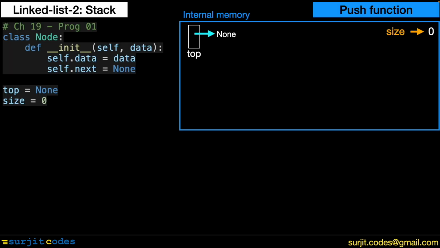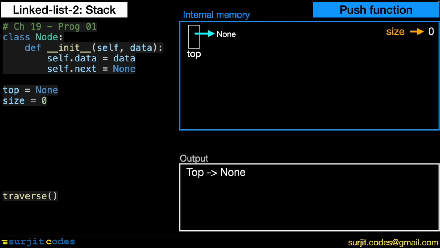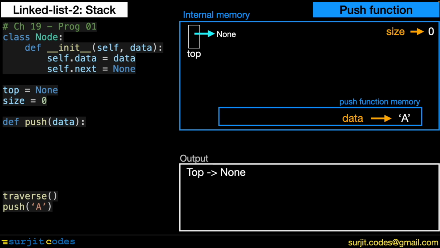The push function is used to add a node to the stack. Before calling the push function, if we call the traverse function, we get this output that tells us that the stack is empty. On calling push, we provide it with data that is saved as local variable of push. We have already declared top and size in the main program that we can use within the push function also. However, if we need to change their values inside the push function, we have to declare them as global variables. With each push operation, the size of the stack increases by 1.